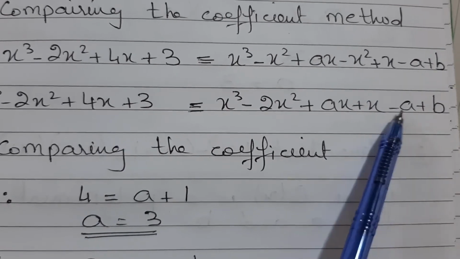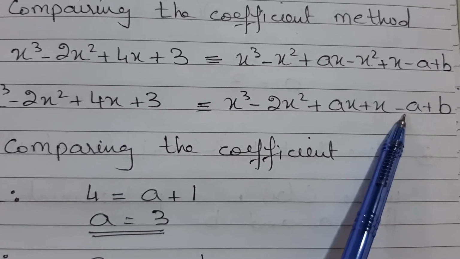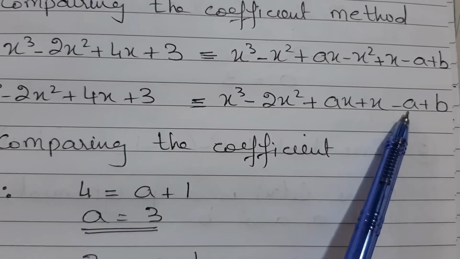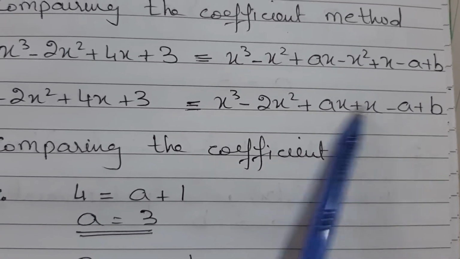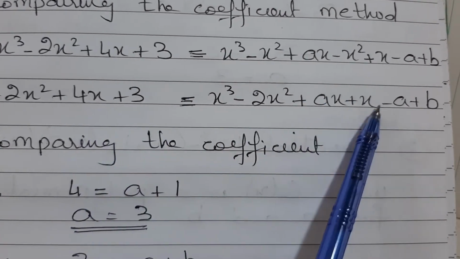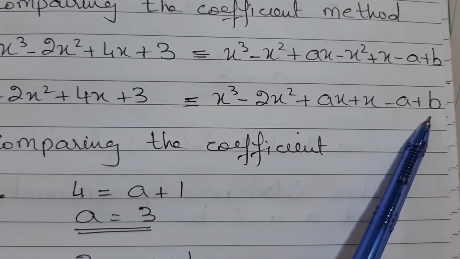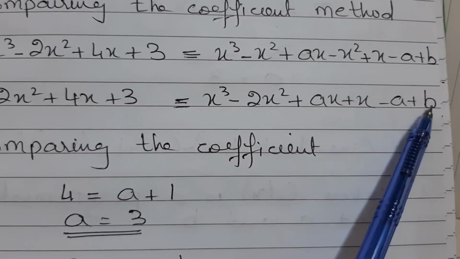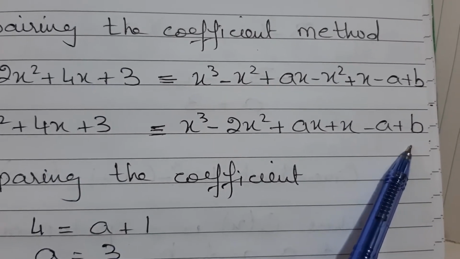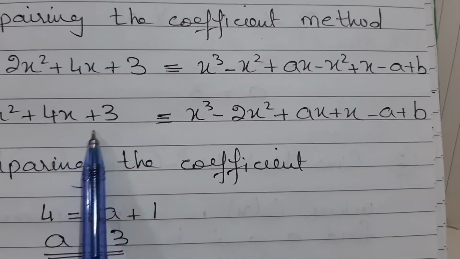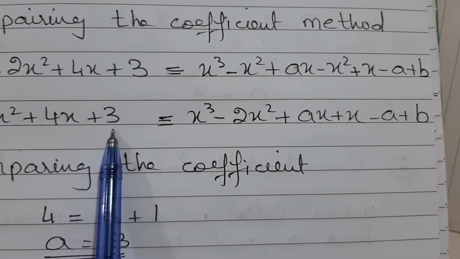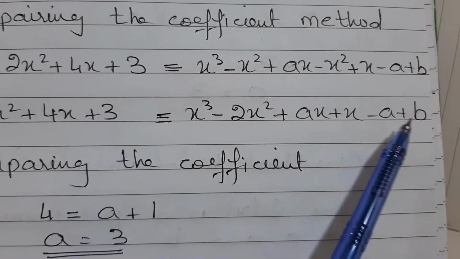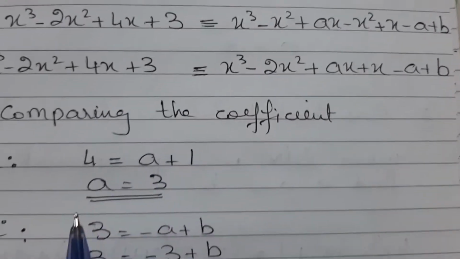This is not necessary. You can have more than one term. But all those terms which are without x are called constant. So 3 is equal to minus a plus b. I'm repeating, these two terms are without x, so they are called constant terms. And this side, the left hand side, it is 3. So you can say 3 equals minus a plus b.